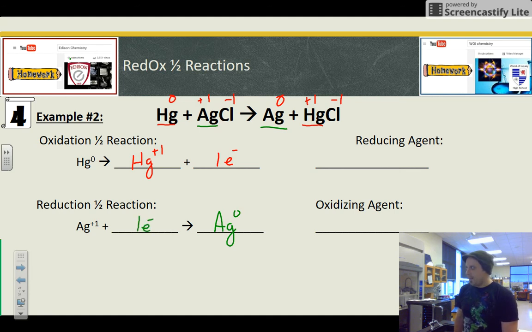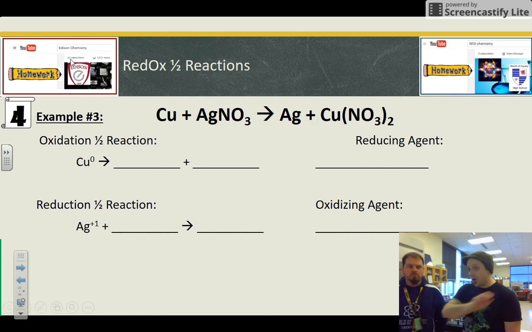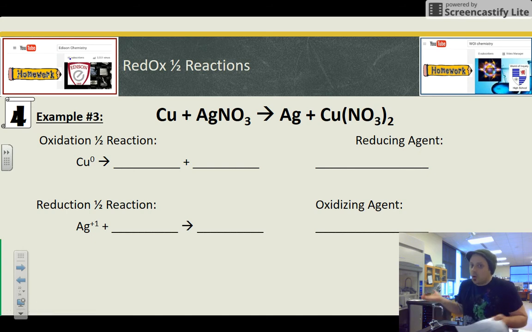Okay, Hg0 is being oxidized, so it must be the reducing agent. And if Ag +1 is being reduced, it must be the oxidizing agent. Remember, we only pick those agents off of the reactant side. No product will ever be an agent, because these are one direction reactions. They are not equilibriums. So it's not going to work like that.